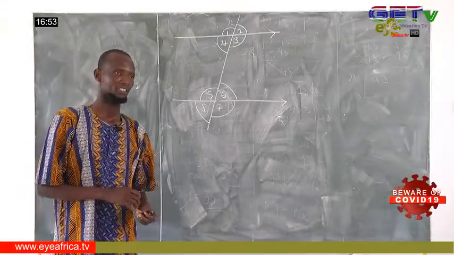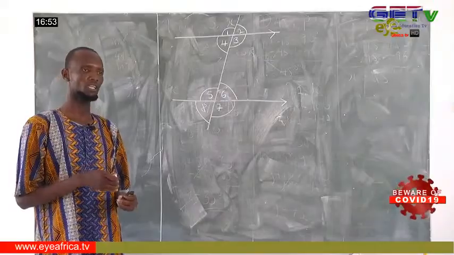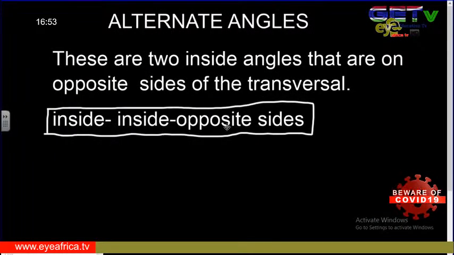Right. What you can see on your screen is alternate angles. Alternate angles. You see, these are two inside angles that are on opposite sides of the transversal. And what I have there is an easy way of remembering what they are. Inside, inside, opposite sides. Which means both angles are inside, but they are on opposite sides of the transversal.